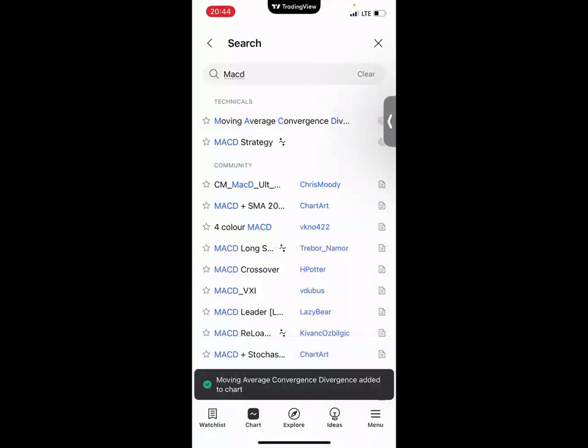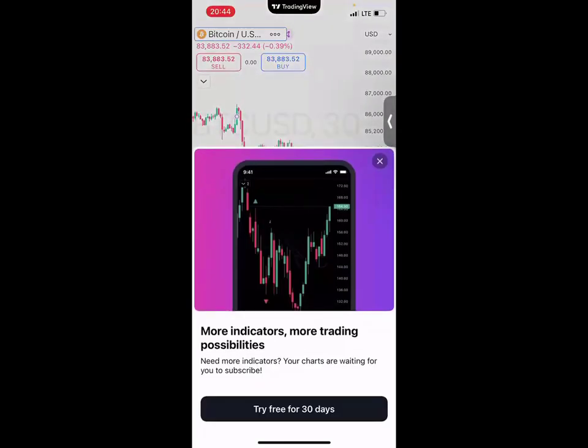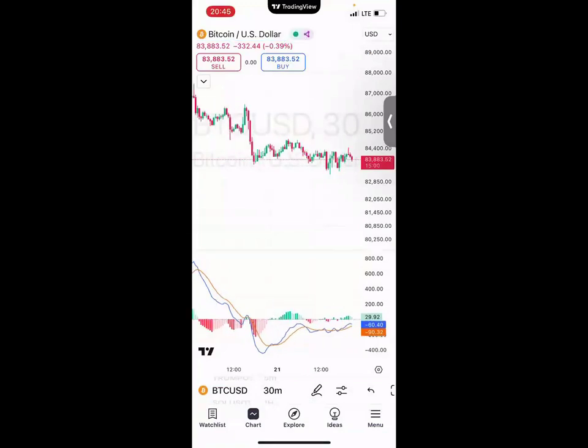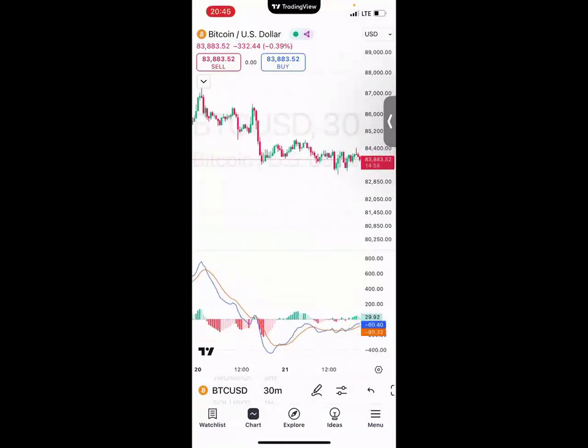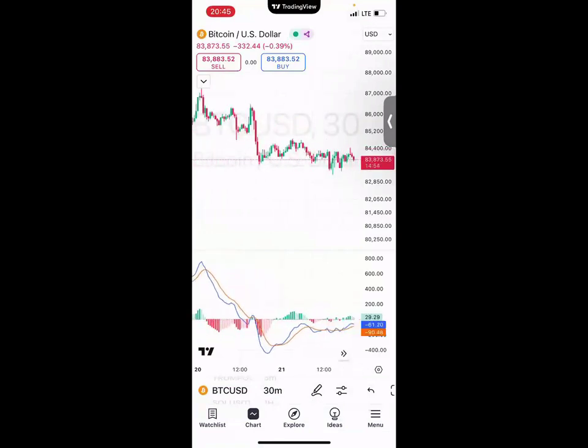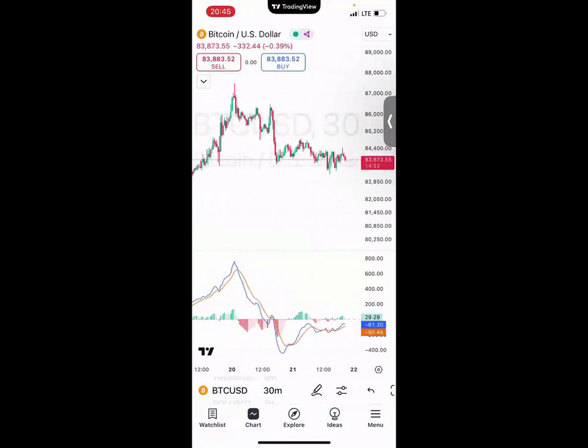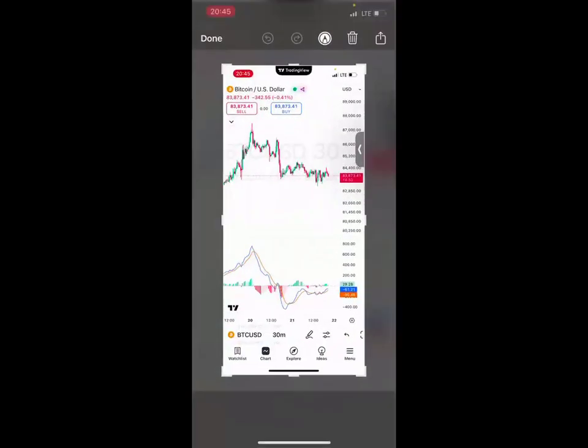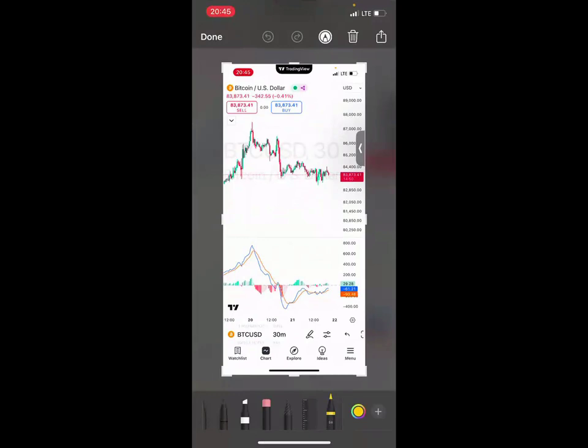I'll also be showing us from our RoyalQ app. So here we can see that we have our MACD beneath on the chart, and then we have our chart right here. So from here, what we can see, these are Bitcoin charts.